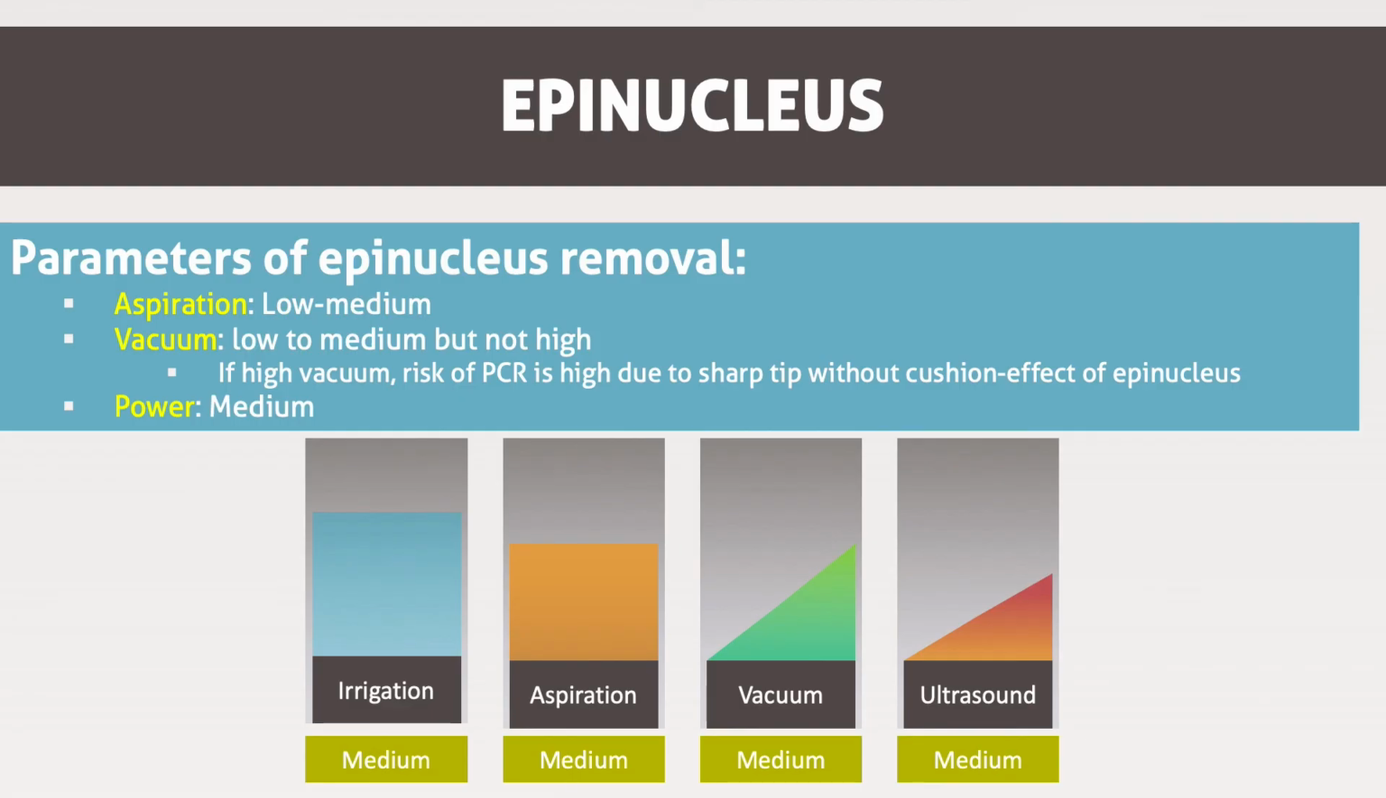Epinucleus is one of our friends during phacoemulsification because it keeps the posterior capsule away from the phaco tip. Epinucleus is not that hard, so we don't need much power. We need only medium to low power and sometimes no power.